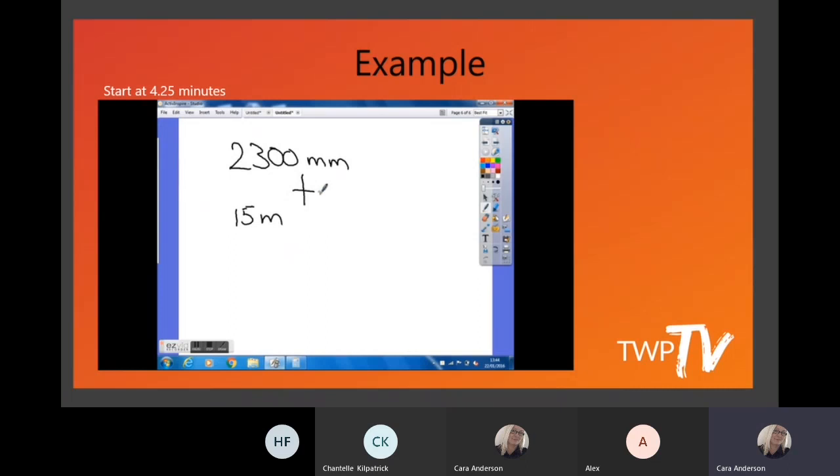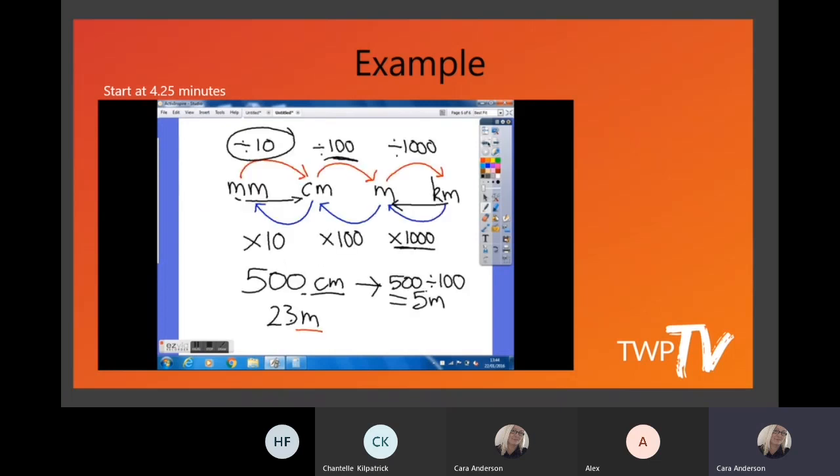Again, it doesn't necessarily matter which one you change, but I'm just going to go with the top one, 2,300 millimeters. We're going to convert that into meters. So we'll go back to our diagram again to see what we need to do first. Let's say we can break this into 2 steps. So first of all, it makes sense to change it from millimeters to centimeters, and that above tells us is divide by 10. So that's what we're going to do first.